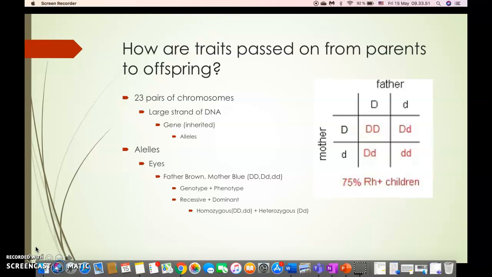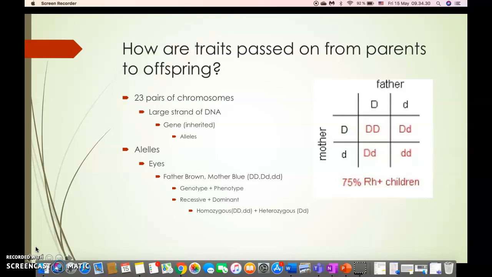If we use the same eye color example again, the father has brown eyes and the mother has blue eyes, then the dominant allele is brown, because brown is the capital letter, and blue is the recessive, which is the small letter. And because it's the small letter, that means it's not being expressed. The genotype would look like big D, little d, and the phenotype would just be brown, because brown is the dominant one. And when alleles are homozygous, it means that both of the alleles are being expressed.